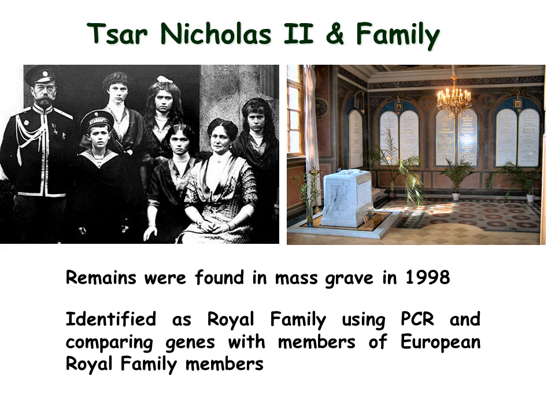Well, this picture, of course, is Tsar Nicholas II and his family, who were murdered during the Russian Revolution in 1917. They finally found the remains and were able to identify them using the polymerase chain reaction and comparing the genes with members of the European royal families that are alive today. And now they do actually have a little memorial for them that you can visit if you ever go to Russia.